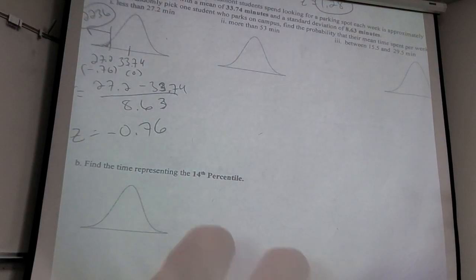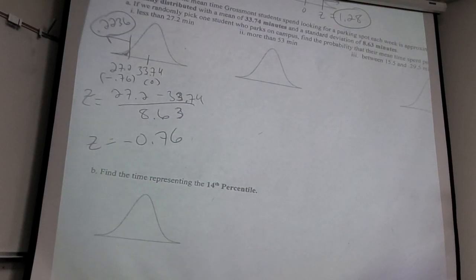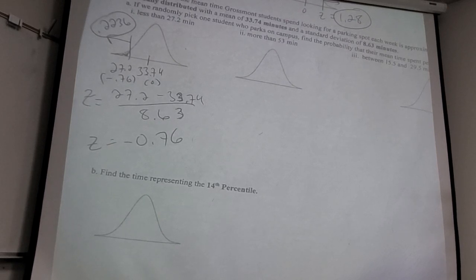So be really careful, don't just start subtracting everything from 1. The only time I'm going to have to subtract from 1 is if it is the opposite, if it's above the z-score, right? Because the z-score chart just tells me below immediately. So this question was below, done. I don't have to do anything to that.